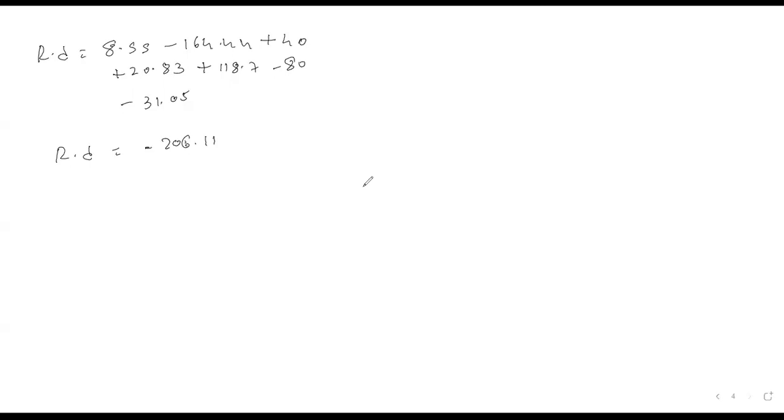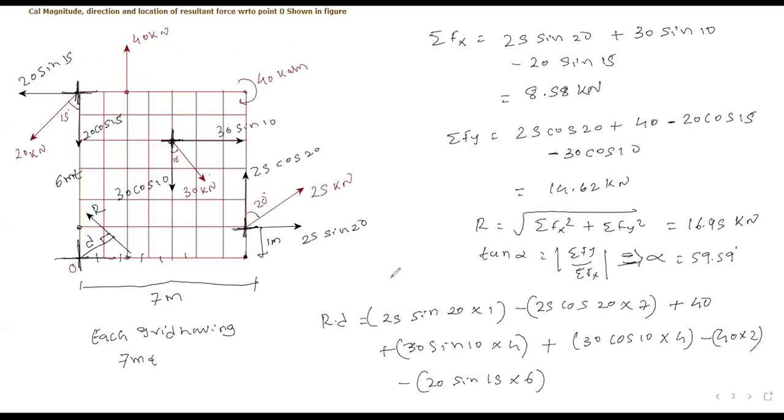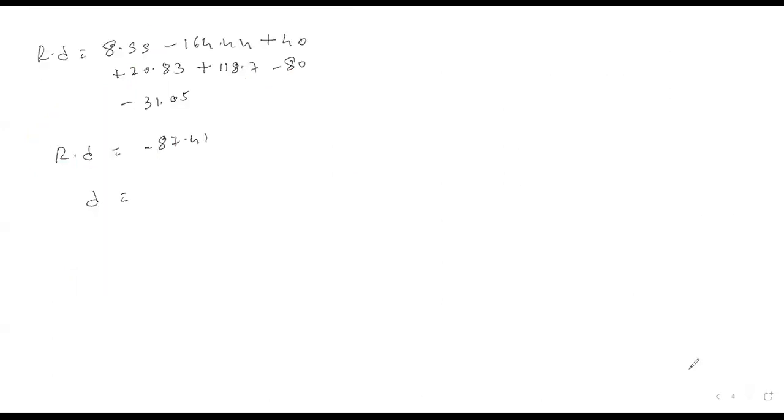Total, okay. Check what this total comes to. R into D. I have recalculated, the distance is 87.41, minus 87.41 will be the distance. Calculate D divided by R. What is R? We already calculated 16.95. Divide. 5.15 is your distance, or 5.16 your distance.